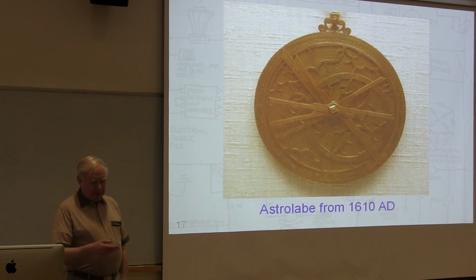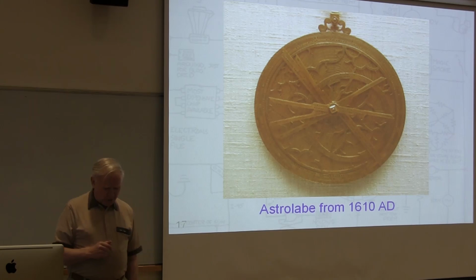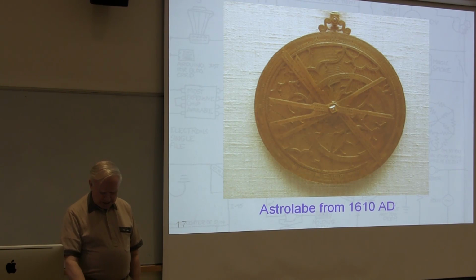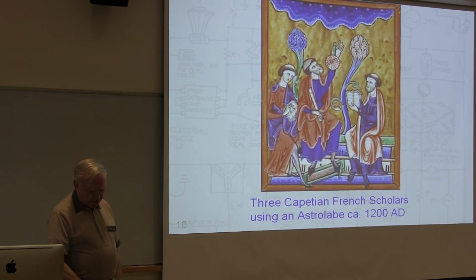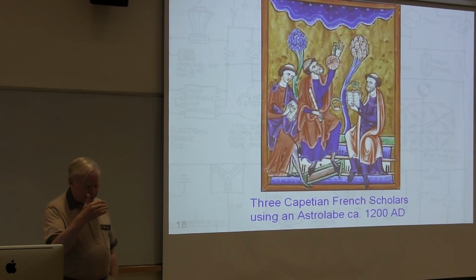This is an astrolabe. Again, this was to examine the motion of the planets and the moons. I don't really know exactly what, but it goes back to 1610 AD. Here's some Capetian scholars using an astrolabe around about 1200 AD. Heaven knows what they did with it. Only heaven knows what they did.